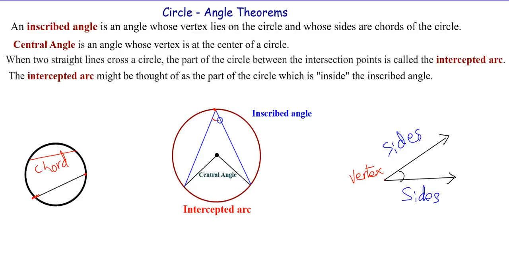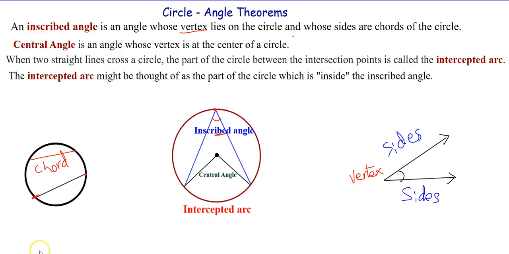So this angle, which is subtended between those two chords, is called the inscribed angle. Okay, so an inscribed angle is an angle whose vertex lies on the circle and whose sides are the chords of the circle, right? So this vertex is very important. It has to be on the circle in order to get an inscribed angle.